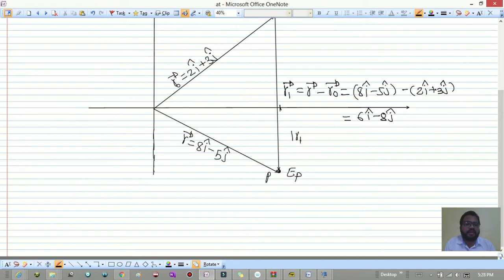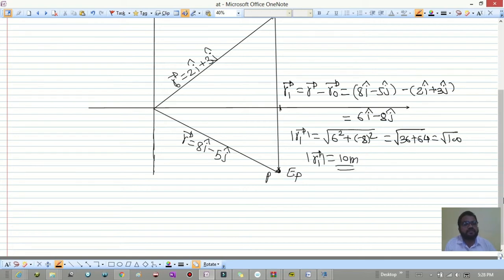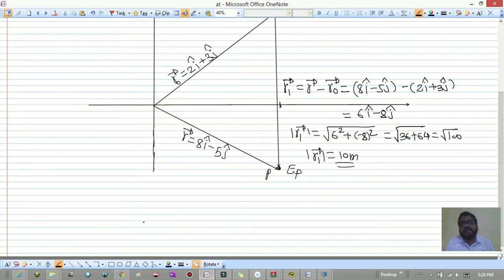So if you take the magnitude of r1 bar, you will get root of x component squared, 6 squared, plus y component squared, that is minus 8 squared. You will get root of 36 plus 64, root 100, and r1 bar is equal to 10 meters. Now what is the vector form of electric field?